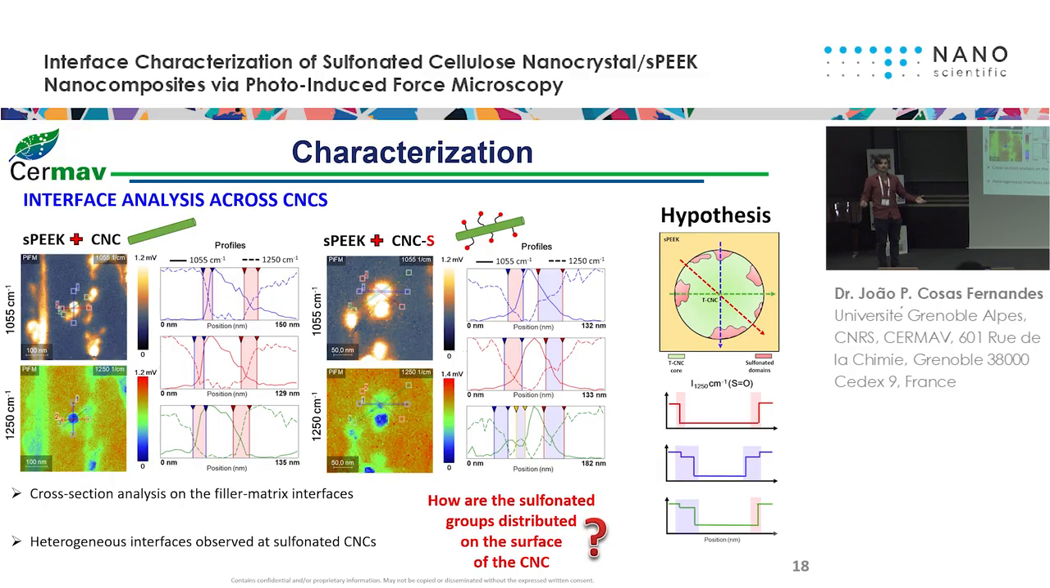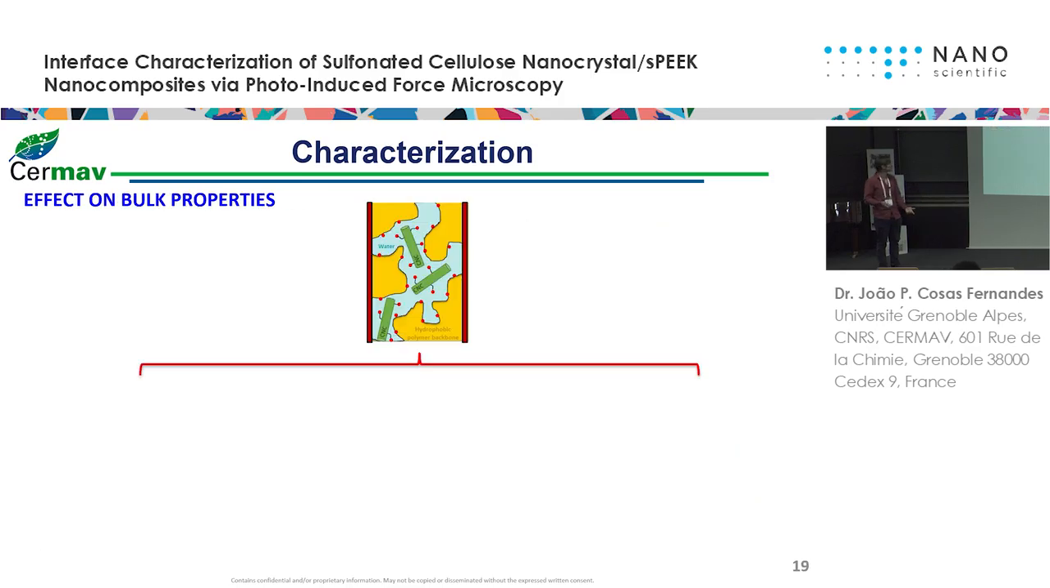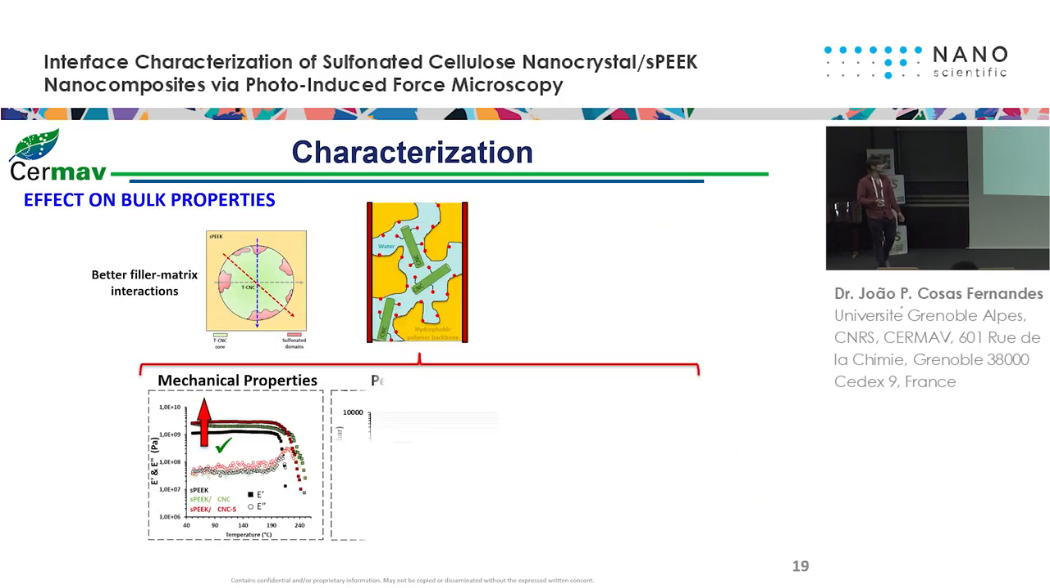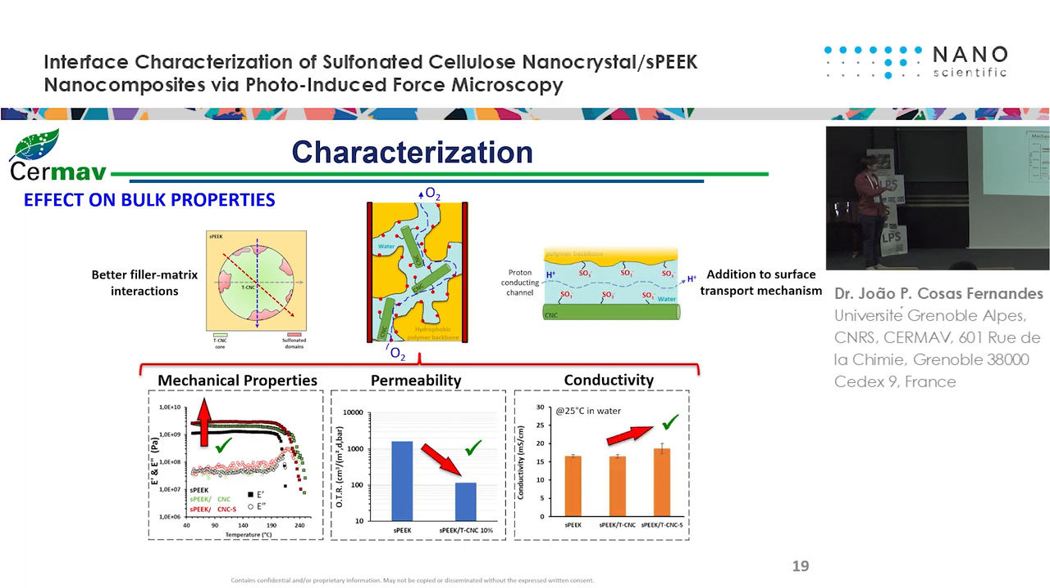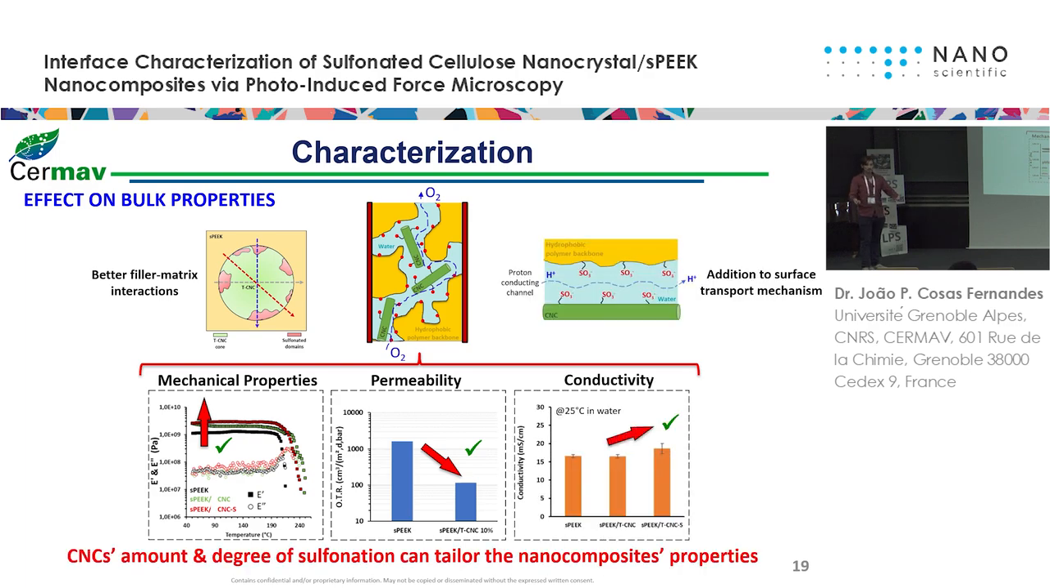Okay, so we learned a lot of different stuff about the materials and their interfaces. How does this correlate with the bulk properties of our membranes? So here we did some mechanical properties. This is DMA, and when I put my CNCs inside, I see an increase in the mechanical properties. And if I modify the surface of my CNCs, I also see an improvement, which maybe is related to these better filler matrix interactions.